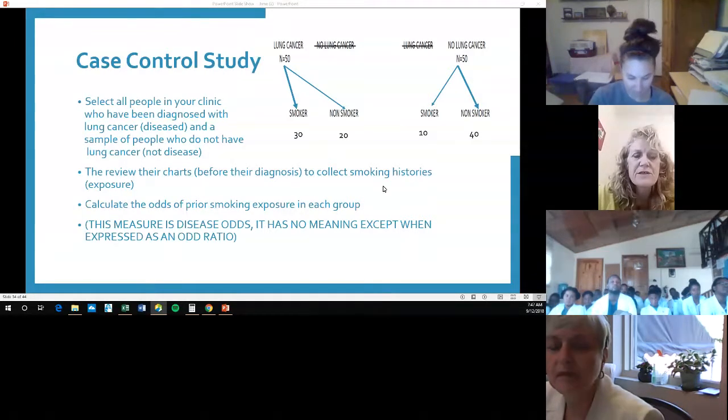Okay. This measure is called a disease odds, and it has no meaning except when it's expressed in an odds ratio.